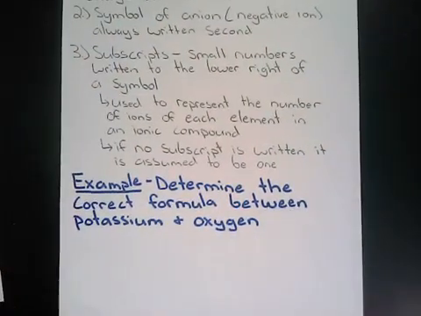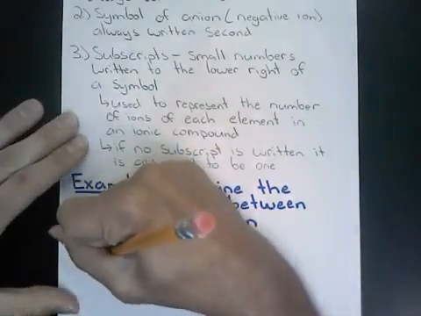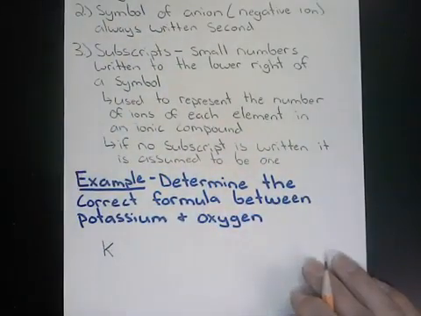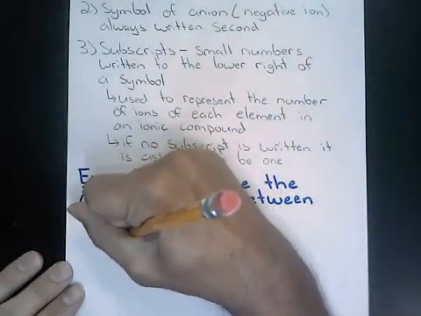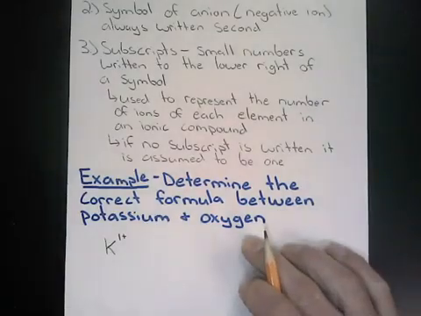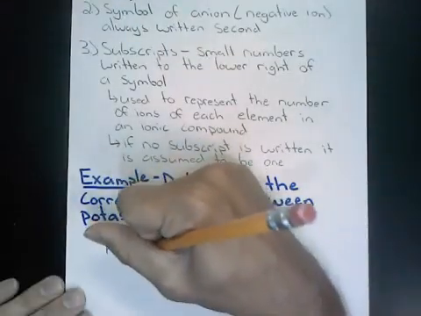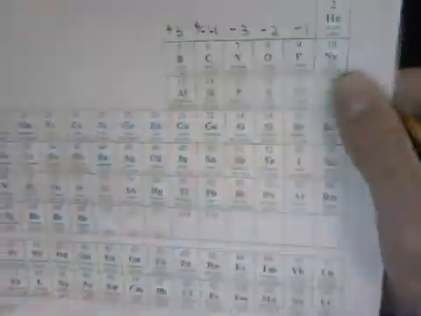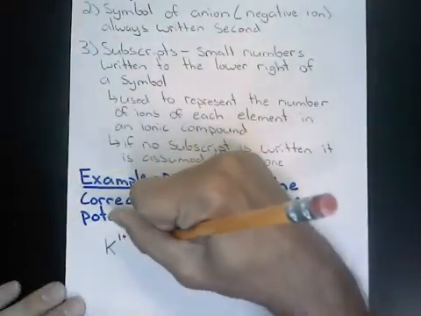So we want to find the correct formula between potassium and oxygen. If we find potassium on the periodic table, it has the element symbol K. So I'm going to first write K down, and I also want to look up the charge. K is in that first group, so it has a charge of 1+. And then I move on to oxygen. Again, same thing: I find the symbol for oxygen to be O, and I write down O. The charge of oxygen is 2-.